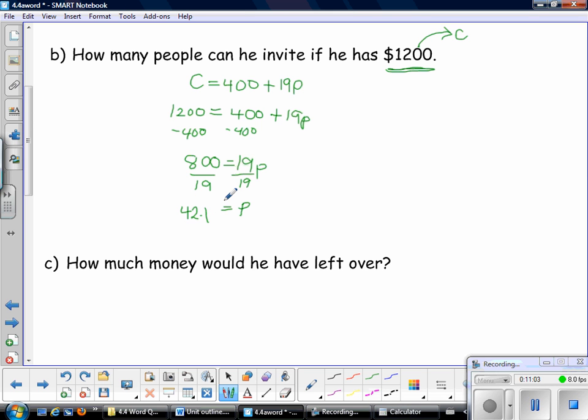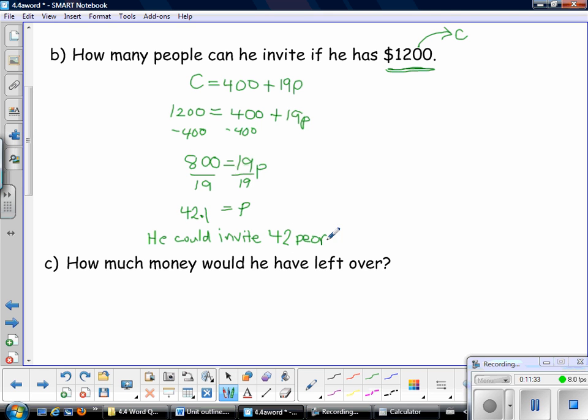So obviously we can't have 0.1 of a person. And so even if I had 0.6, he still wouldn't have enough money for 43. Okay, so we always have to round down in this case. So he could invite 42 people.